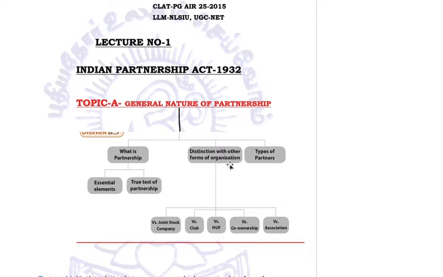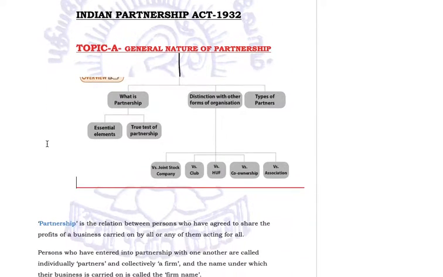Then the distinction with other forms of organization: how partnership differs from a joint stock company or a club or a Hindu undivided family or co-ownership or association. And then we'll proceed with what are the types of partners which are envisaged under the Partnership Act. What are the types of partners we have in a partnership?